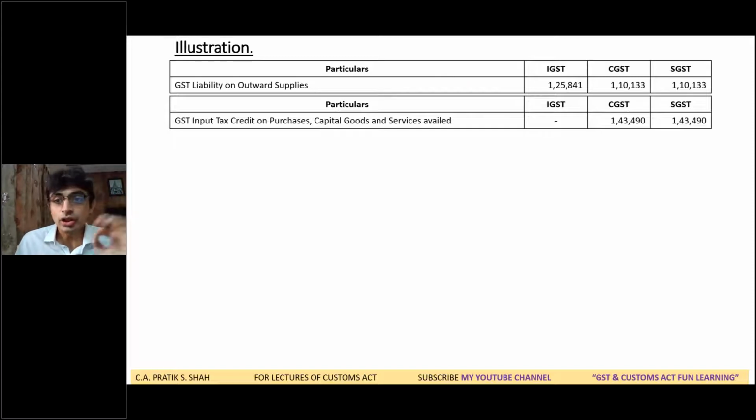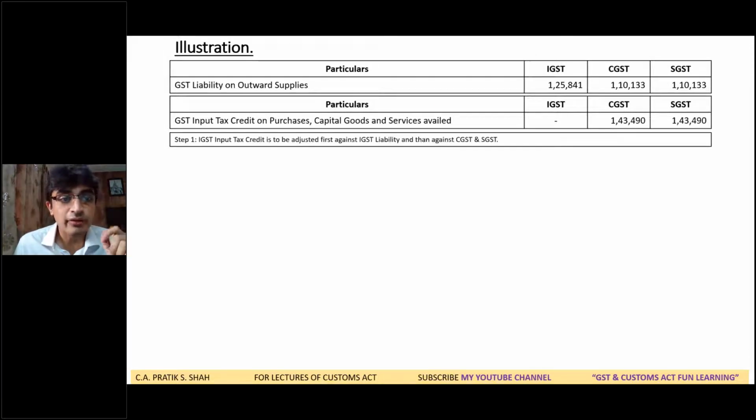Second, you had input tax credit of 143 in CGST and 143 in SGST. What did I tell you? What is step number 1? Step number 1 is that India's ITC should become 0. In short, IGST ITC should become 0. But in the question, IGST ITC is already 0, so there is no need to worry about that. That step is not required.